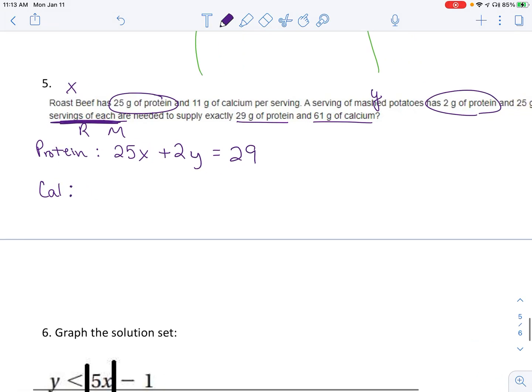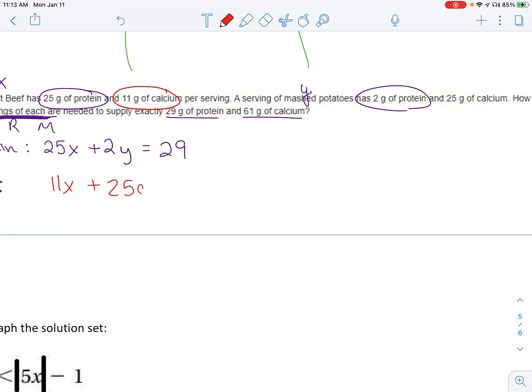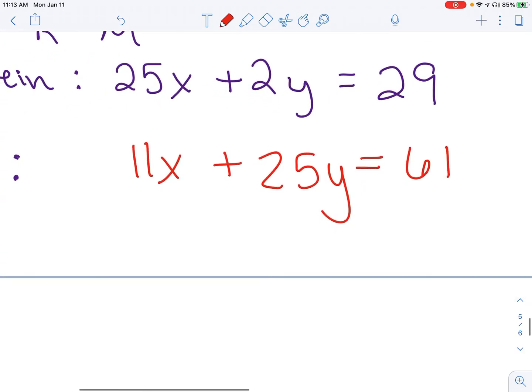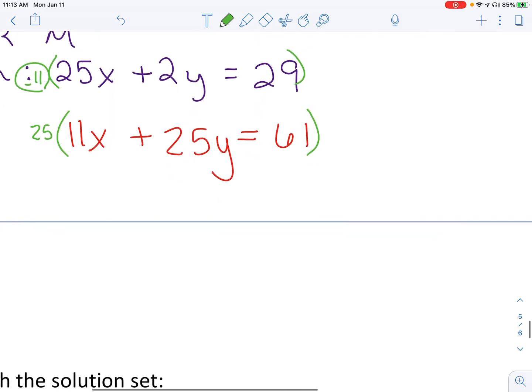Calcium. We've got 11 grams of calcium in roast beef and 25 grams of calcium in mashed potatoes. There you go. Total of 61. This is set up extremely well for elimination. So I'll do the trick where I take 11 and 25, make one of them negative, and distribute.